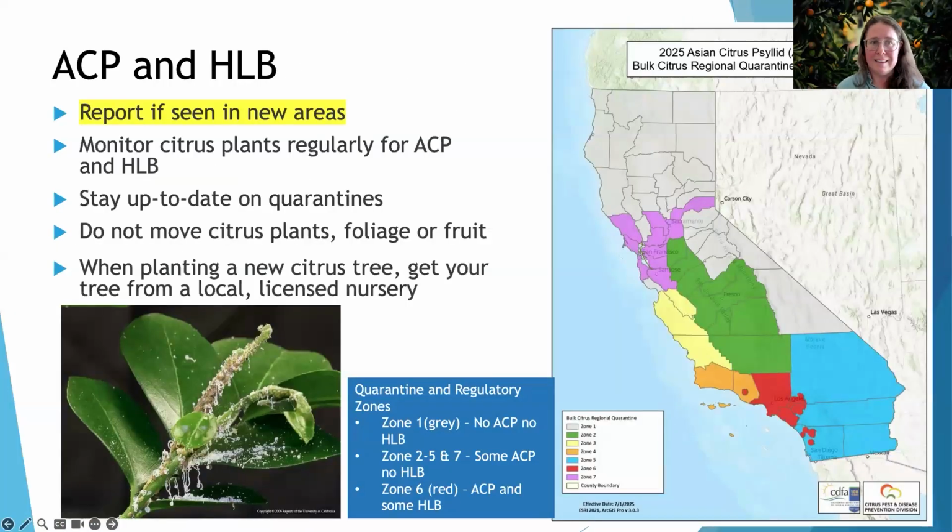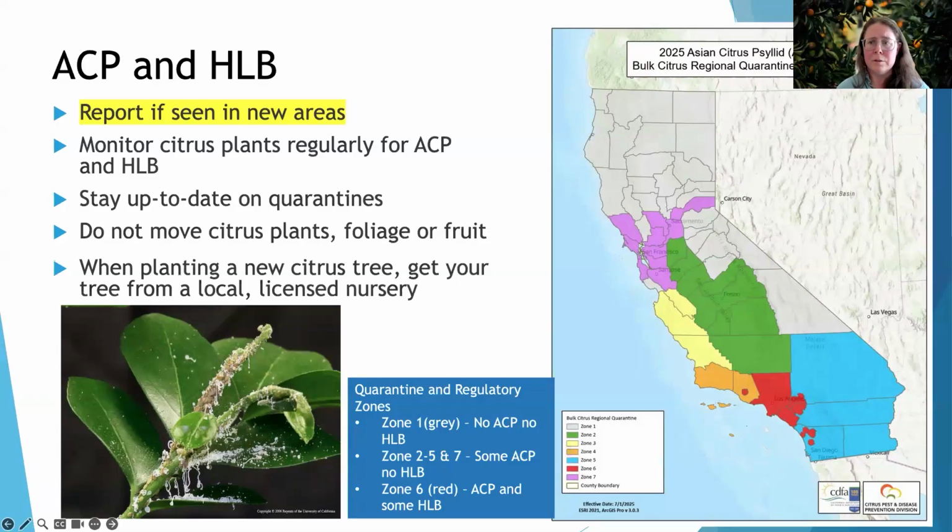If you suspect an infestation, particularly in an area where they've not been previously detected, report it to the California Department of Food and Agriculture. And we're going to abbreviate California Department of Food and Agriculture in this talk as CDFA. And you can also report this pest to your local county agricultural commissioner.